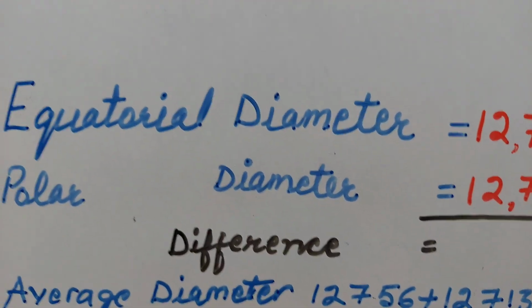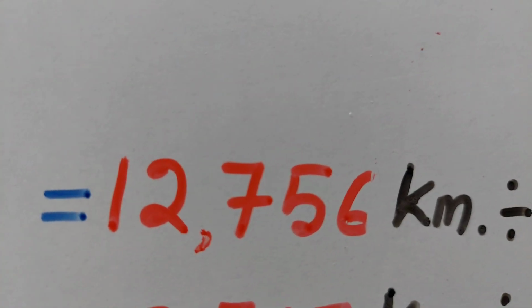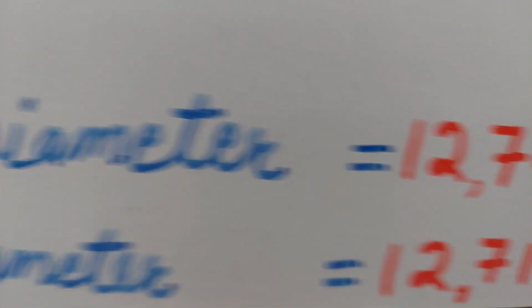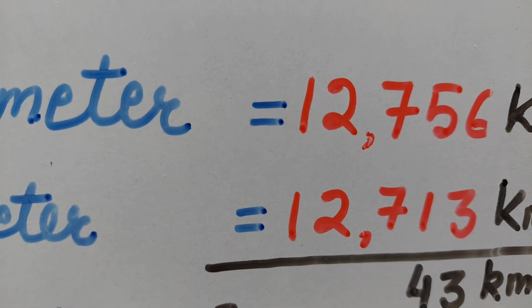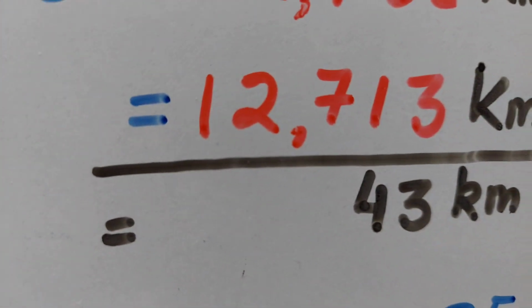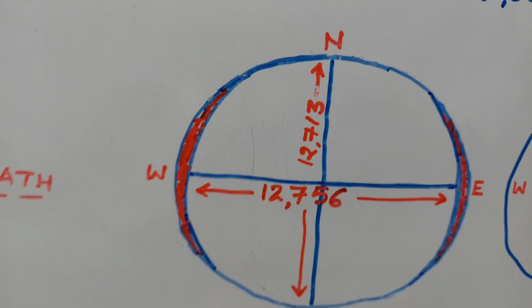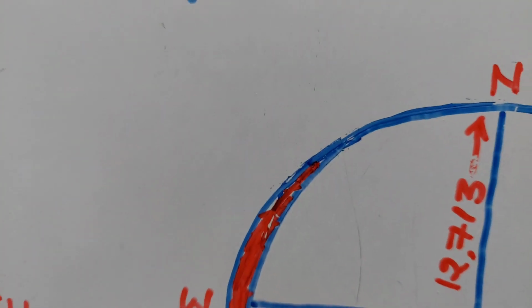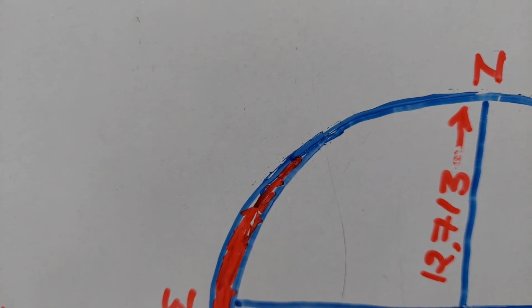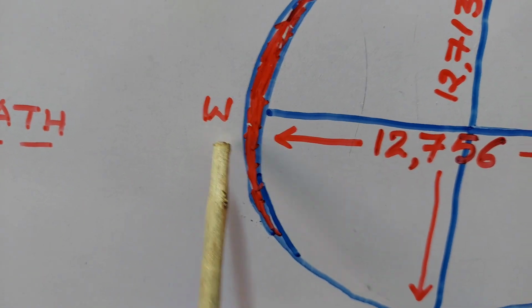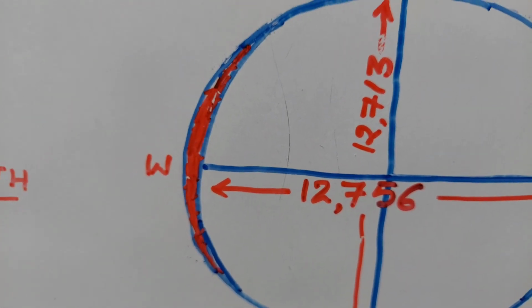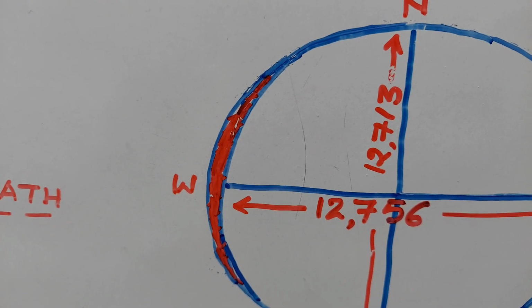First of all, the equatorial diameter of the earth is 12,756 kilometers, and the polar diameter is 12,713 kilometers, and the difference between the equatorial and polar diameter is 43 kilometers. So let's talk about it here. This is north, and the polar diameter is 12,713 kilometers, and equatorial means west to east, that is 12,756 kilometers. This is the diameter of the earth.